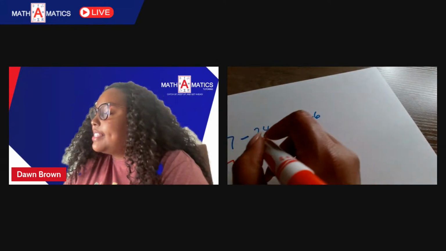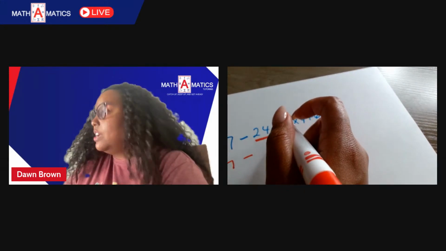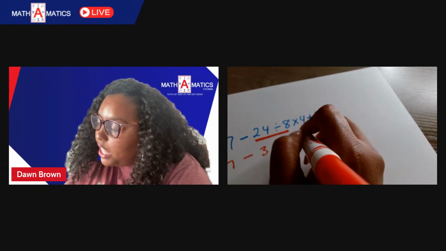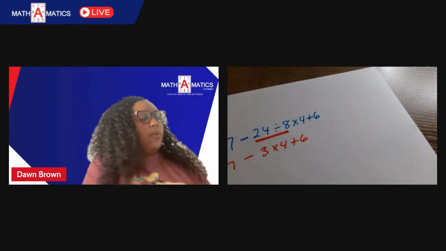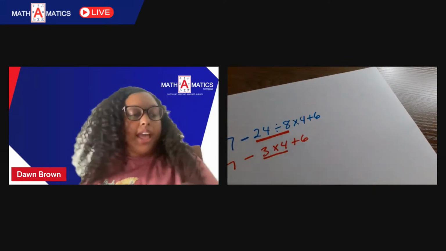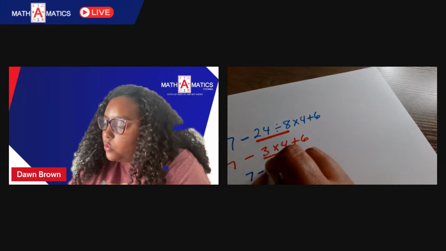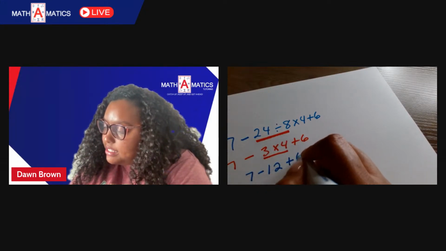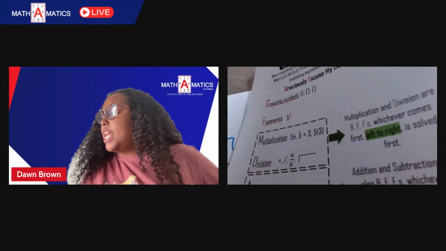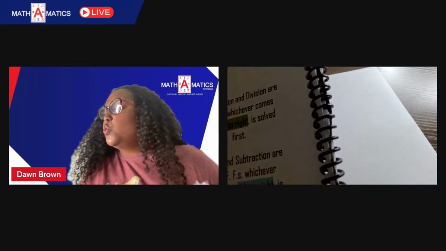So we're going to rewrite that 7 minus, and what is 24 divided by 8? Or what's 8? What times 8 gives us 24? And that is 3 times 4 plus 6. All right, now we're going to keep going because we know we have this multiplication here. And so we're going to do that 3 times 4, and we're just going to rewrite. So 7 minus 3 times 4 is 12 plus 6. All righty. And now we are to our addition and subtraction. And again, we have to work left to right.